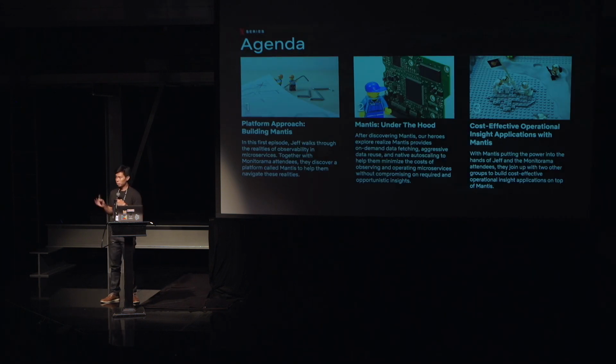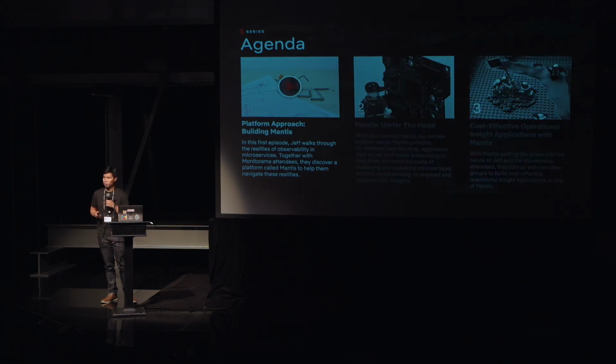Today's talk will be divided into 3 parts. First, we'll look at some of the realities and complexities of observing and operating microservices and how this led us to building and open sourcing a platform called Mantis. Then we'll look at some of the techniques that Mantis uses to get us these minimal costs without compromising on required and opportunistic insights. And then we'll bring all of this together and see what teams have built, what applications they built on top of Mantis to ultimately help them build and operate their microservices a bit more reliably.